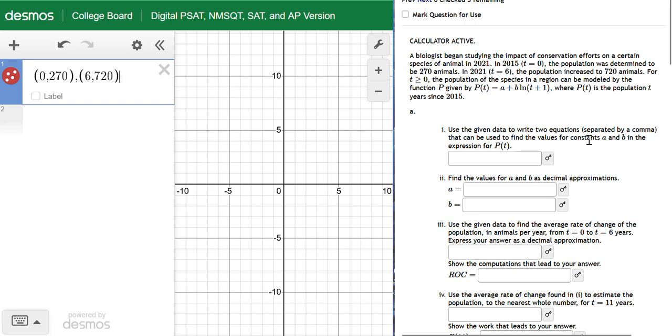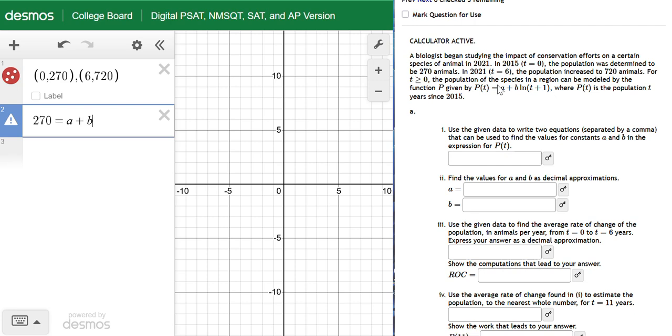So based on that data, it's asking to write two equations that you can use to find constants a and b. Well, these are the input outputs to find a and b. So let's look at the first situation. If we take our function right here, an output of 270 is equal to a plus b times the quantity ln of t, which in this first case is 0, plus 1. So this right here is one of the equations that we can use to solve this.